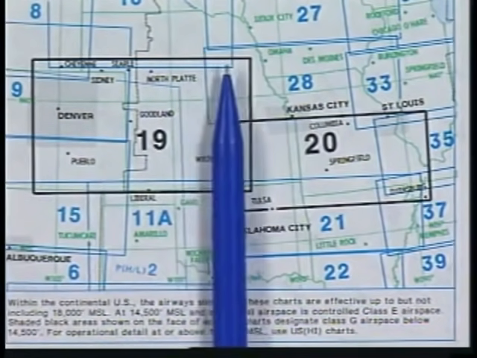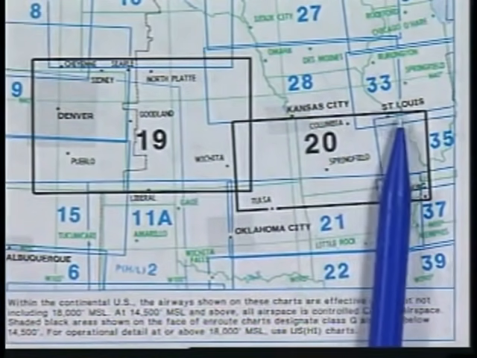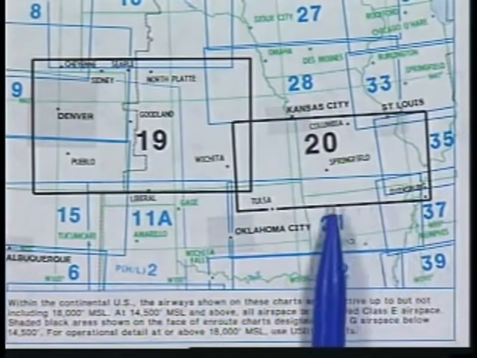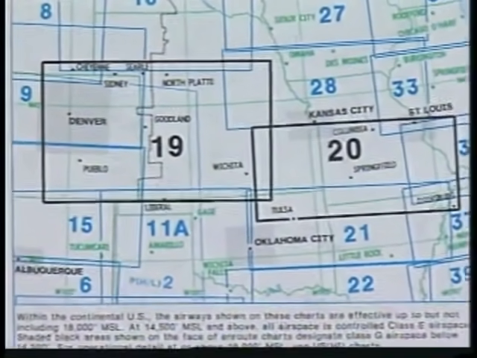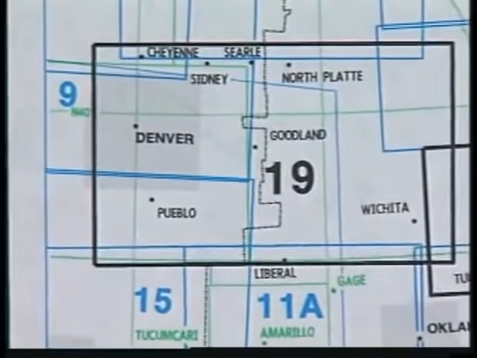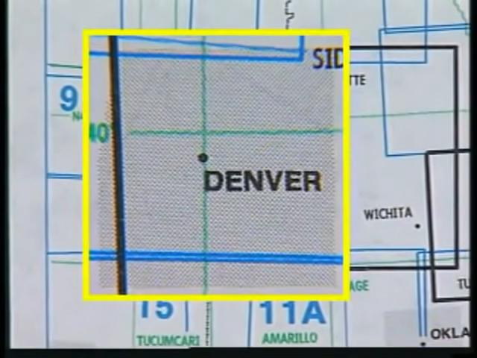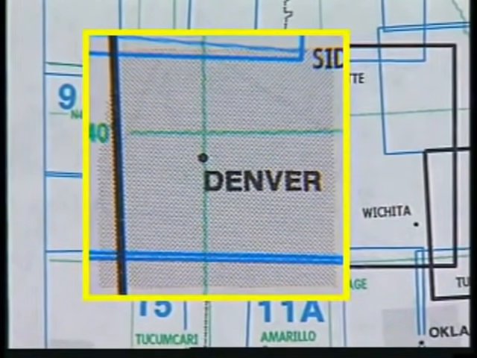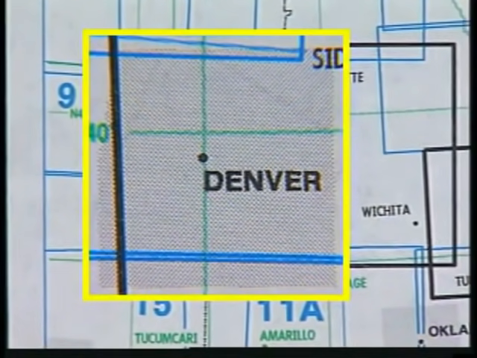U.S. low 19 and 20 charts provide en route information for part of the central United States. Major cities are shown to further help you with chart selection. Cities shown with bold type and gray shading depict terminal areas which have a published area chart.